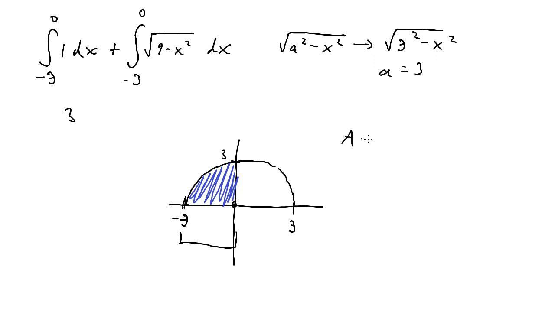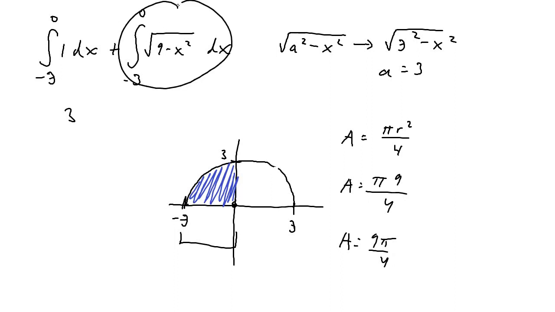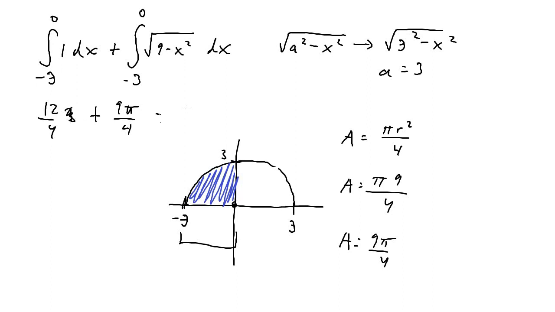So we can use the area formula where it equals pi r squared over 4 this time. So the area equals pi times, now the radius is 3, remember, so 3 squared is 9, over 4. So we get the area equals 9 pi over 4. So the integral from -3 to 0 of the square root of 9 minus x squared is going to be positive 9 pi over 4. So then when we add those together, 3 can be rewritten as 12 over 4. So then for our final answer, we get 9 pi plus 12 all over 4.